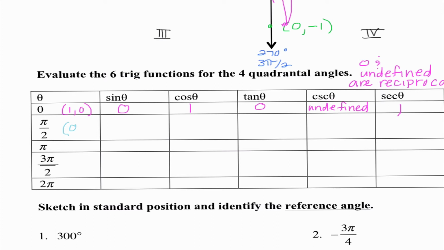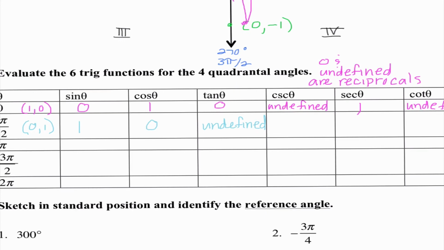Okay, pi over 2, that is an ordered pair of (0, 1). So my sine value would be 1, because that's the y value. Cosine would be 0, because that's our x value. Tangent is undefined because I get 1 over 0, which is undefined. Cosecant is the reciprocal of 1, which is 1. Secant is the reciprocal of cosine, which is undefined.